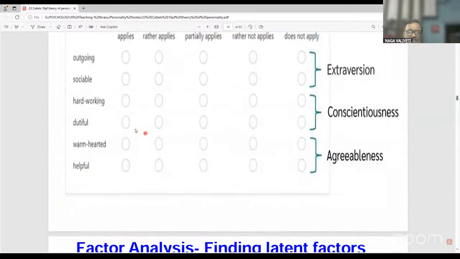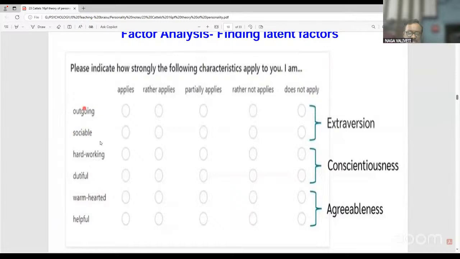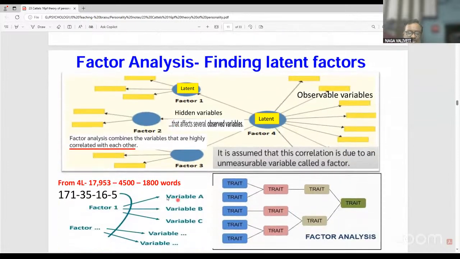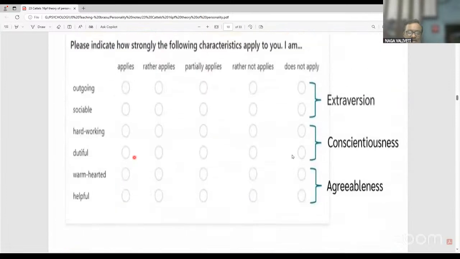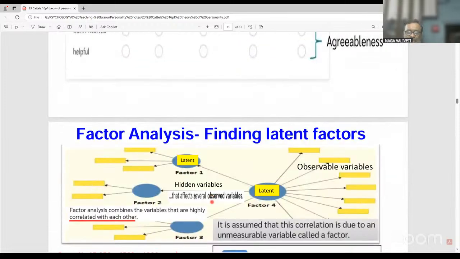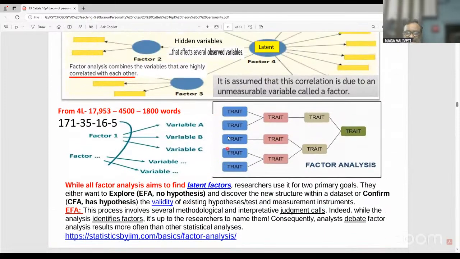Here, these are nothing but A, B, C. These two are the source traits here, and the latent one is nothing but extraversion. Then these traits, 1 and 2, are combined again and we give another name. And these 3 combined, we give another name, like that. We can combine again and give another name. This is the final factor analysis. This is how the 16 personality factors are brought in.